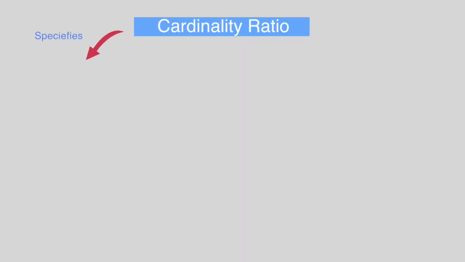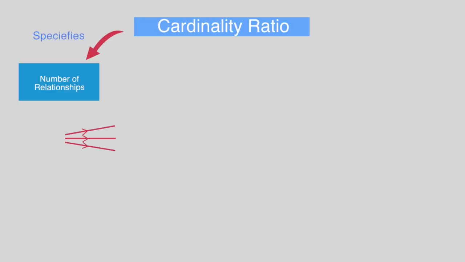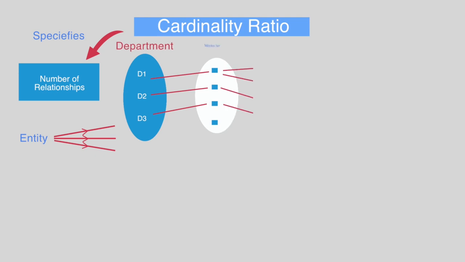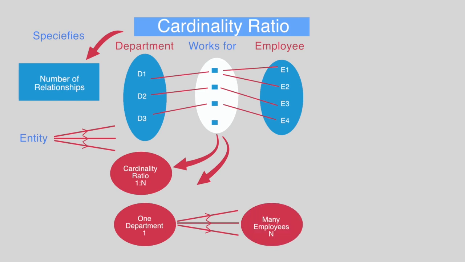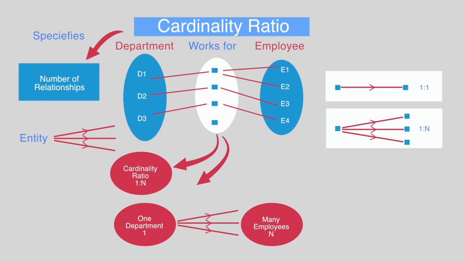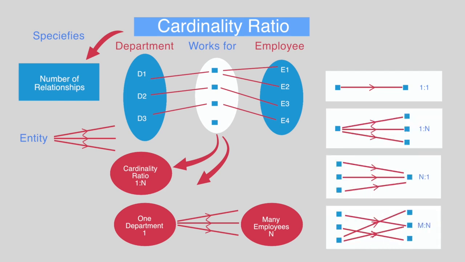Cardinality ratio specifies the maximum number of relationship instances that an entity can participate in. For example, in the works for binary relationship type, department to employee is of cardinality ratio 1 to n. That is, each department can be related to any number of employees n, but an employee can work for at most one department. The possible cardinality ratios for the binary relationship types are 1 to 1, 1 to n, n to 1 and m to n.